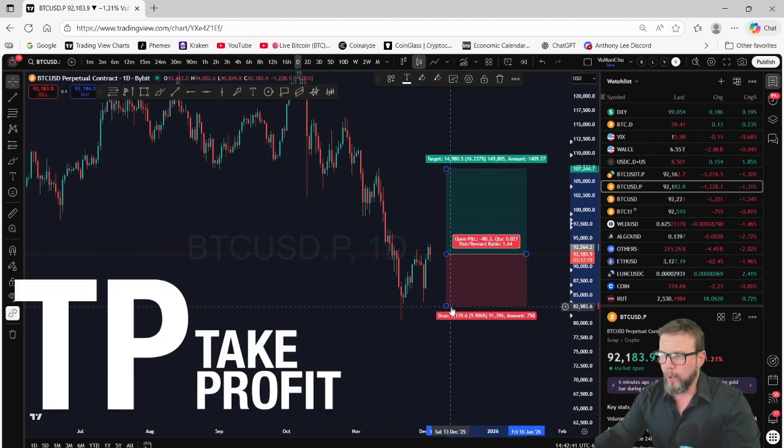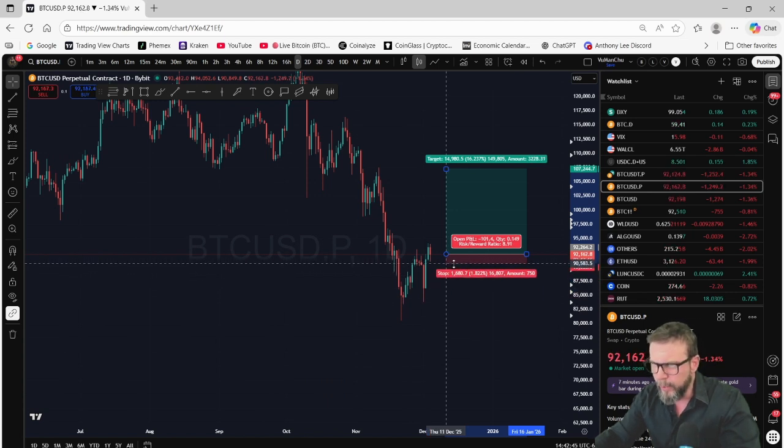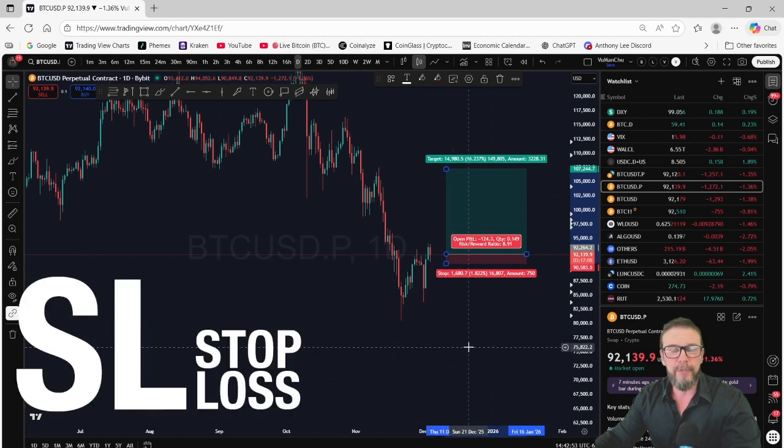Okay, so on the downside, I have this red box. And let's say I want to take my stop loss just below this current candle wick, okay? So I'm going to stop it there. SL is for stop loss.